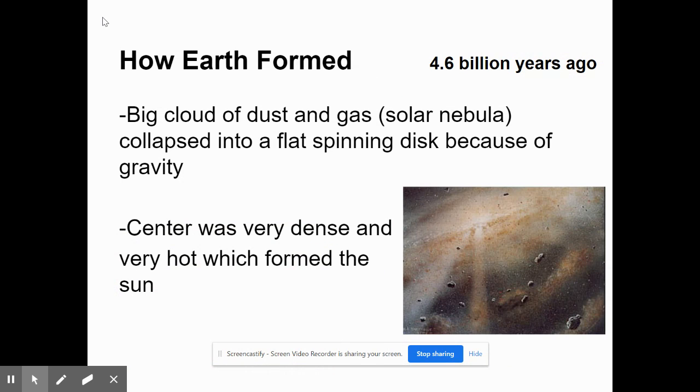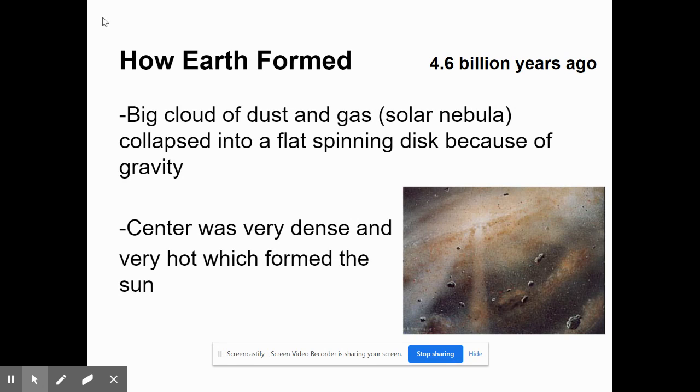If we look at how the Earth formed, now there are different theories to this, and I'm certainly not telling you which theory you need to believe. But if you look at an old age scientific theory of how the Earth formed, again, they're theories, nobody was there, so we don't know for sure. According to an old age scientific theory, the Earth formed from a big cloud of gas and dust, what's called a solar nebula, that collapsed into a spinning disk because of gravity.